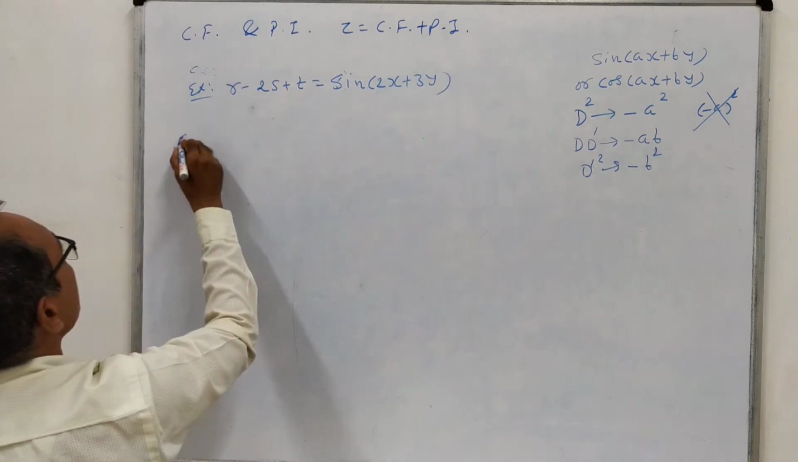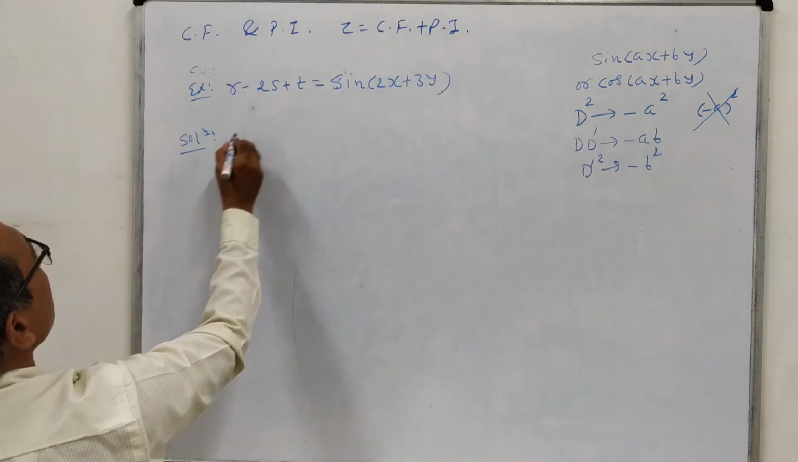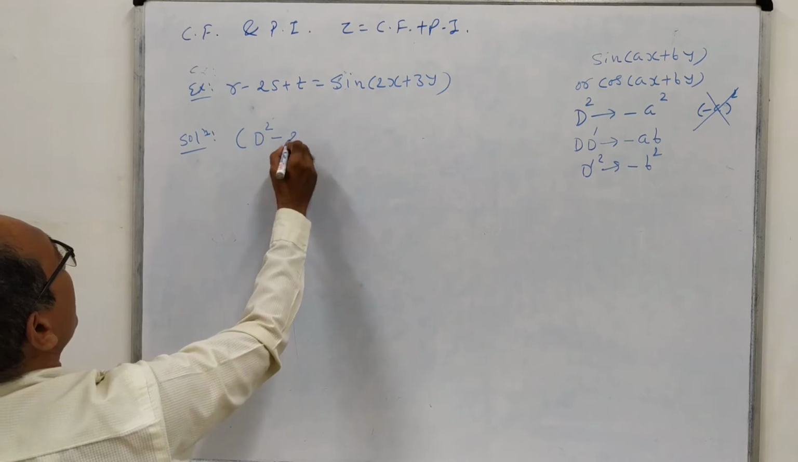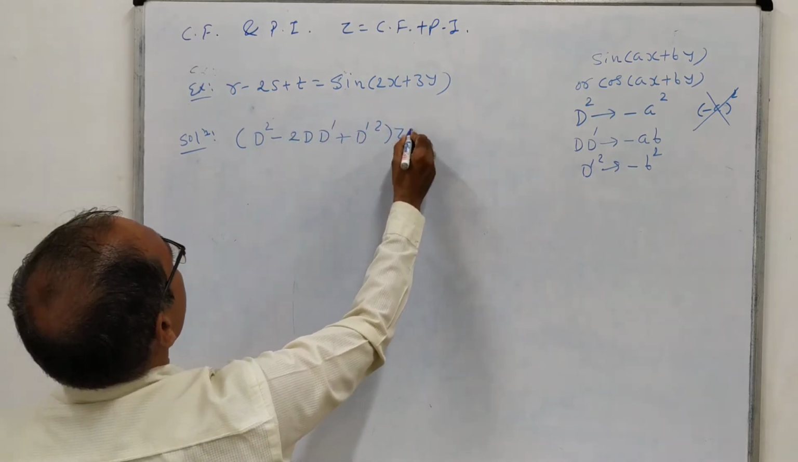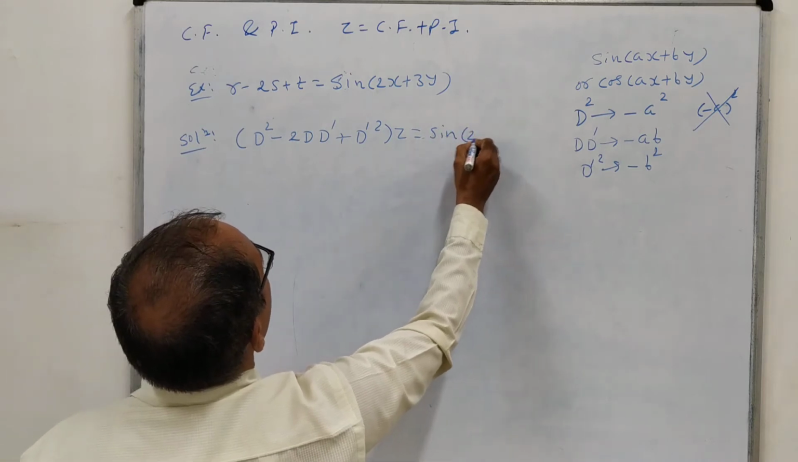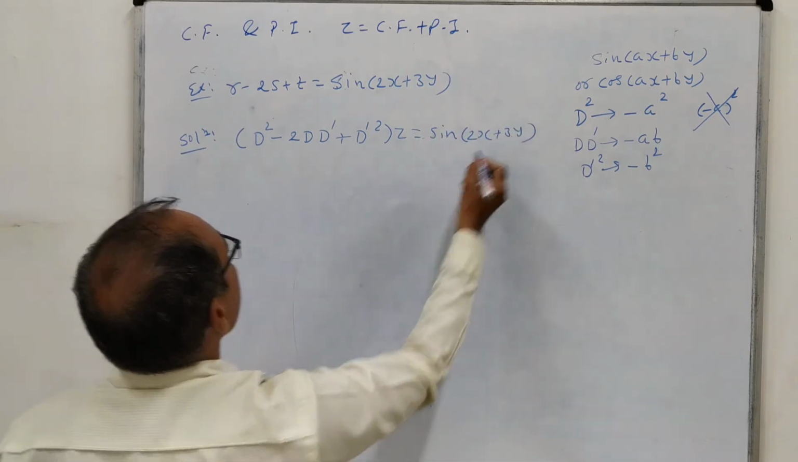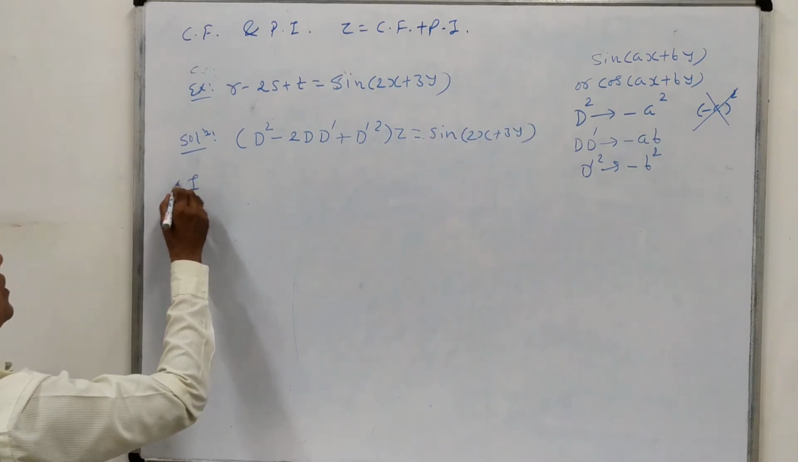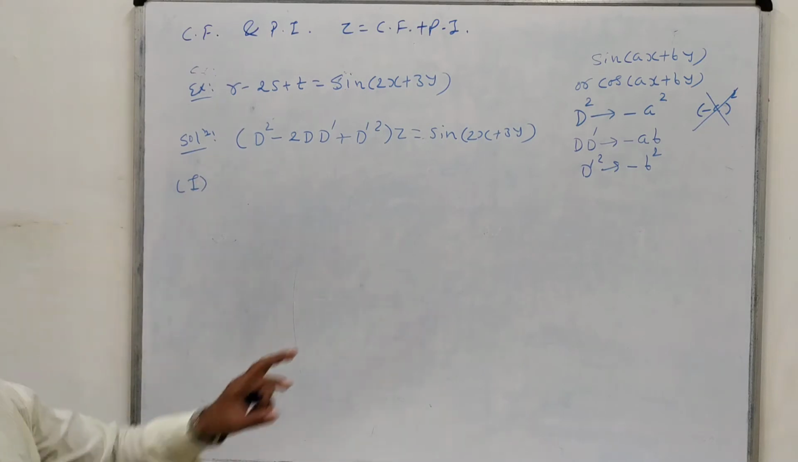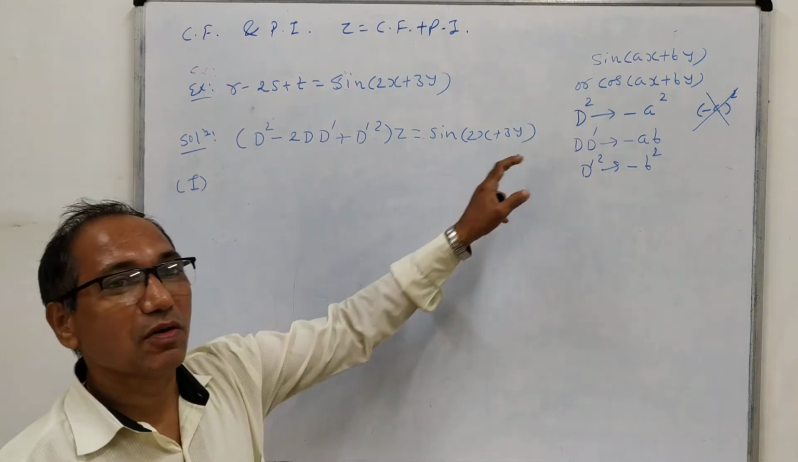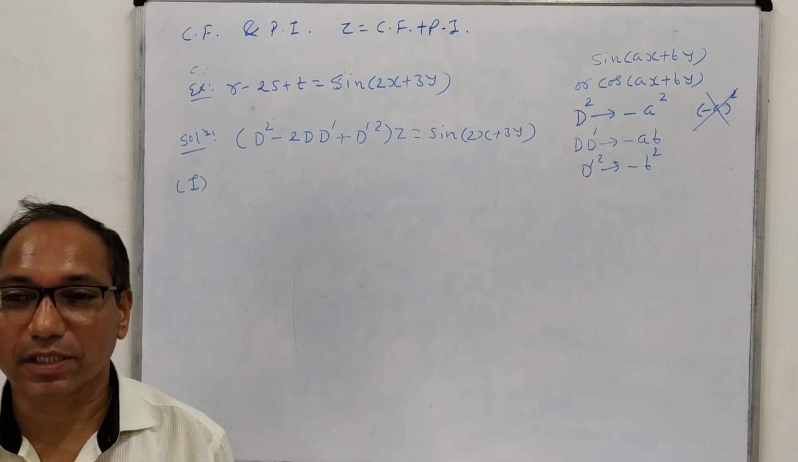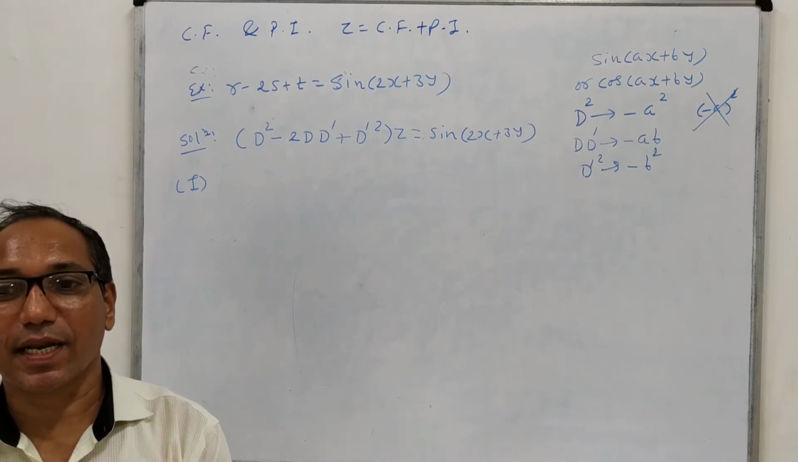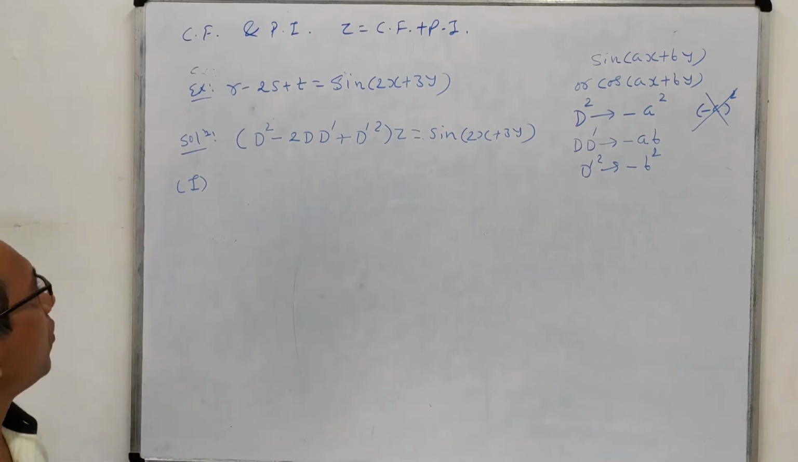Okay, therefore the solution. First we rewrite the equation as (D² − 2DD' + D'²)z = sin(2x + 3y). Its solution can be obtained in two parts, and once again remember that if the right hand side equals 0, then there is no need to find the second part. The first part itself is the solution. That means there you can write z = CF.